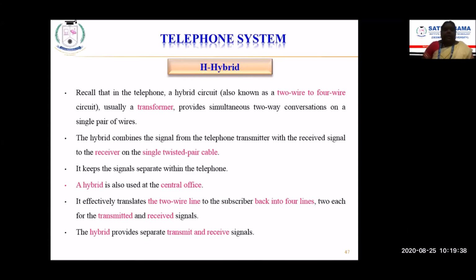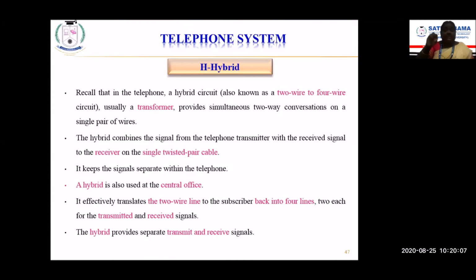Very good. Okay, so it's nothing but a simple transformer that converts the 4-wire line of the handset to the 2-wire line. So it combines the signal from a telephone transmitter and the received signal to the receiver on this single twisted pair of cable. So it keeps the signal separate within the telephone. And this hybrid is also used at the central office, and it effectively translates the 2-wire line back to the 4-wire line at the central office.